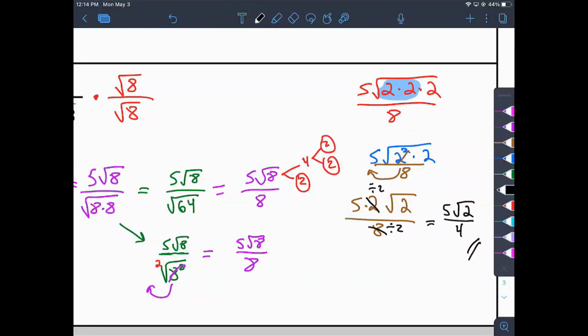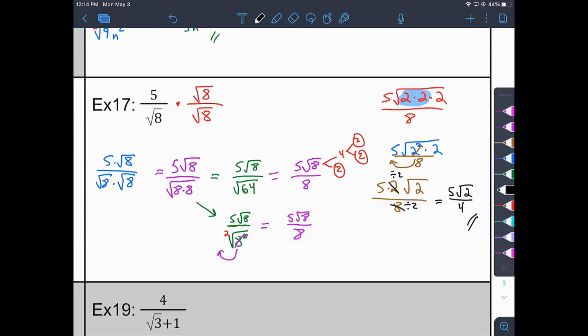So don't forget the other rules that we have learned, that if we can reduce a root, we still have to do it, along with trying to get them out of the denominator.